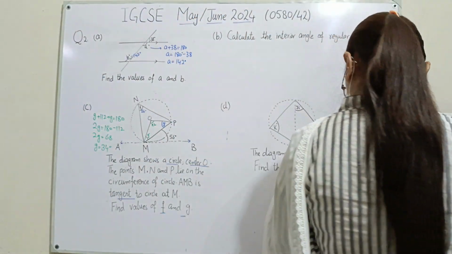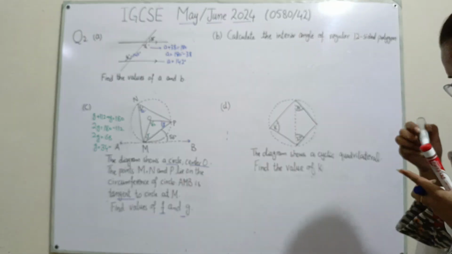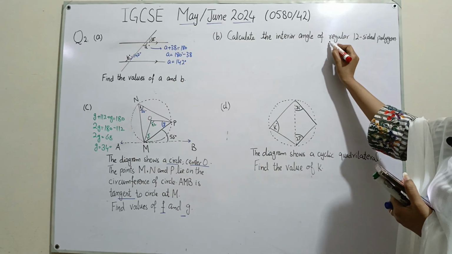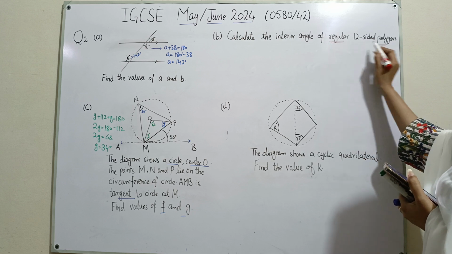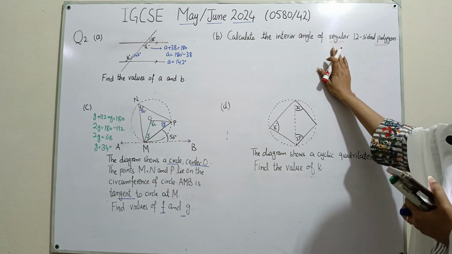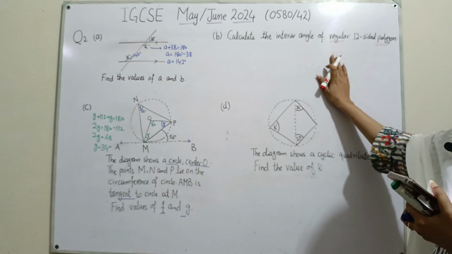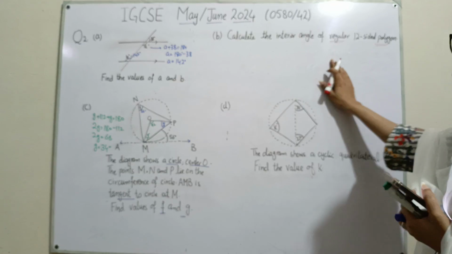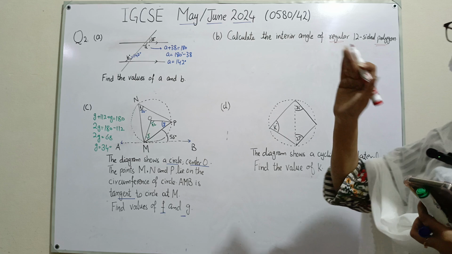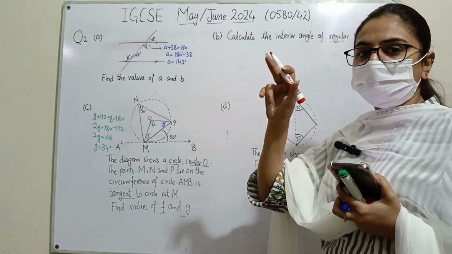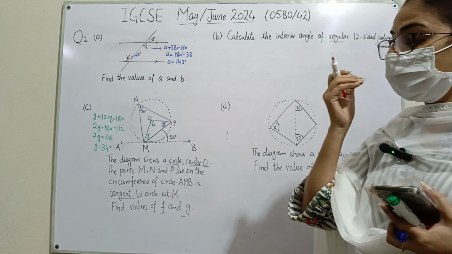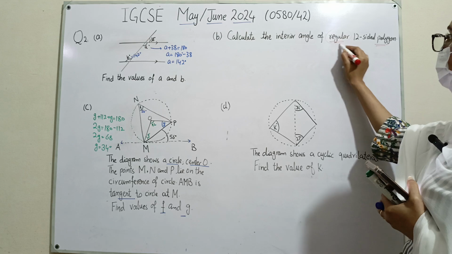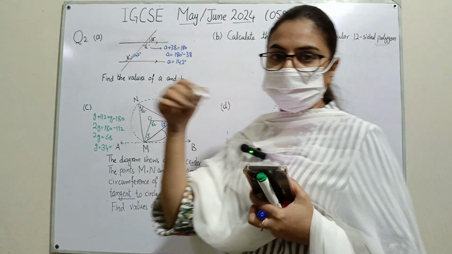Let's move toward the next part, that is basically part number B. Calculate the interior angle of a regular 12-sided polygon. Actually, the word to be focused on over here is regular. Regular is actually that figure in which the measurement of each side is the same. If you are taking a 12-sided polygon, it means if you are taking 4 centimeter for one side, all the rest of the sides will be 4 centimeter. Regular means that you have to take the figure having equal lengths.